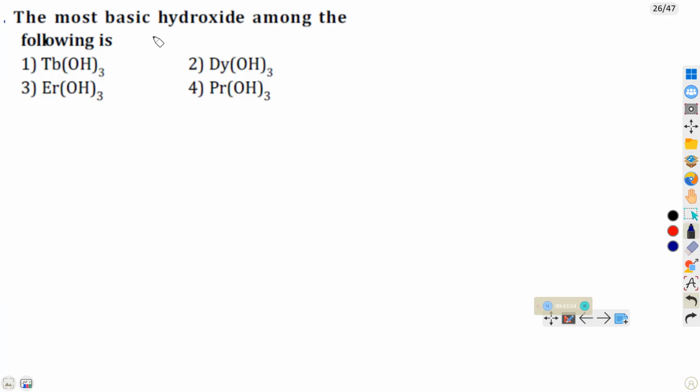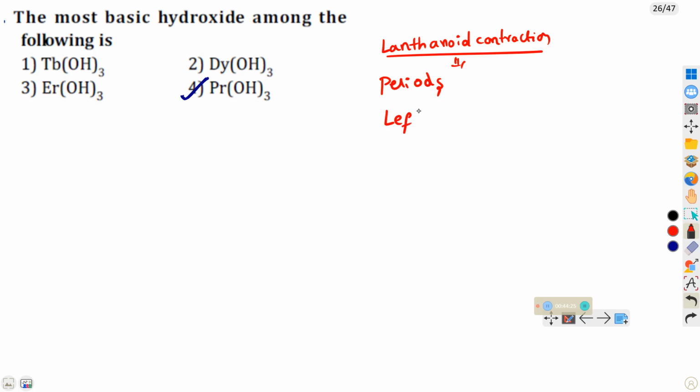The most basic hydroxide among the following is Pr(OH)3. This depends on lanthanide contraction. Lanthanide contraction: across periods, left to right, basic character decreases.